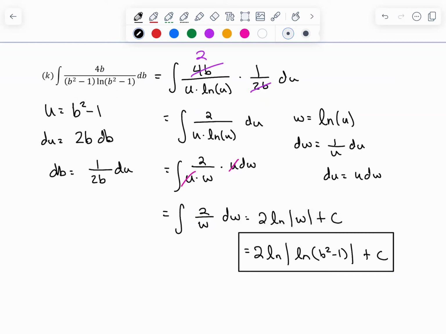What would have been if we didn't do double substitution? If you had chosen to not do a w substitution, what you should have chosen was u equals ln of b squared minus 1. I encourage you to try that, and it will work out better.